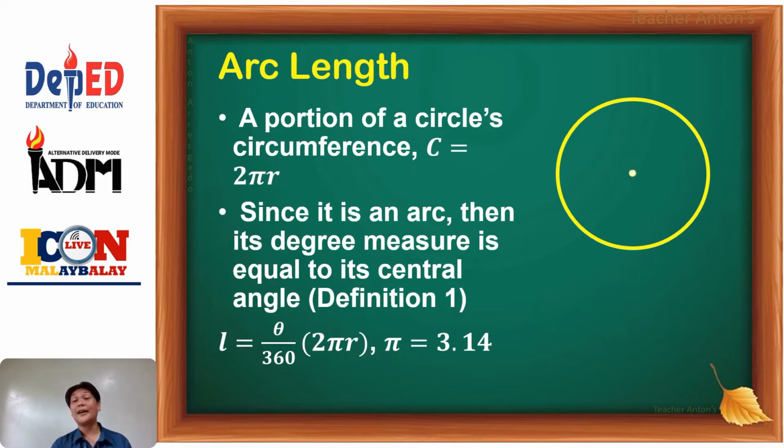Okay, now let us check the circle. Now let's have the circle C here. In the circle C, we can have the arc. As you can see there, the red one is an arc.